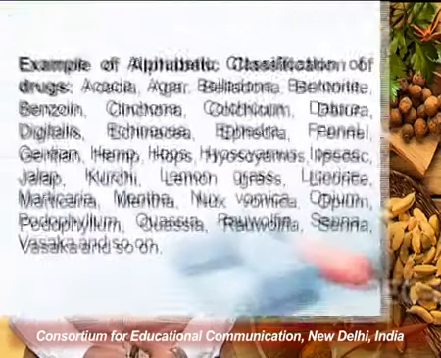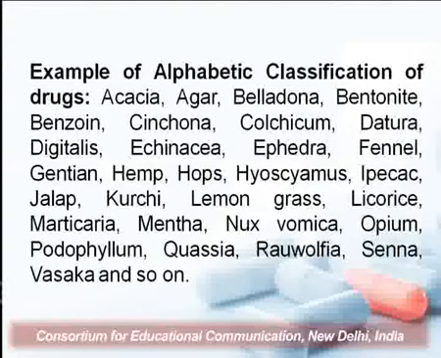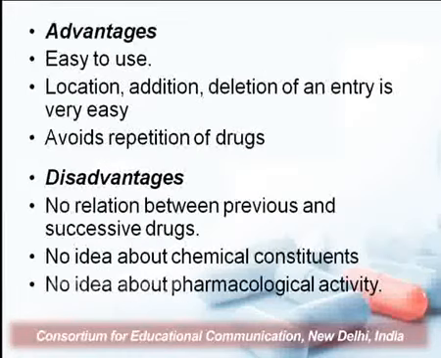And it also avoids the repetition of drugs. If we look into the example which we discussed earlier, bentonite comes after belladonna, and since it begins with B, bentonite cannot enter either after echinacea or ephedra or after phenyl, because B always comes after A. So the repetition of drugs is avoided in this particular classification system.